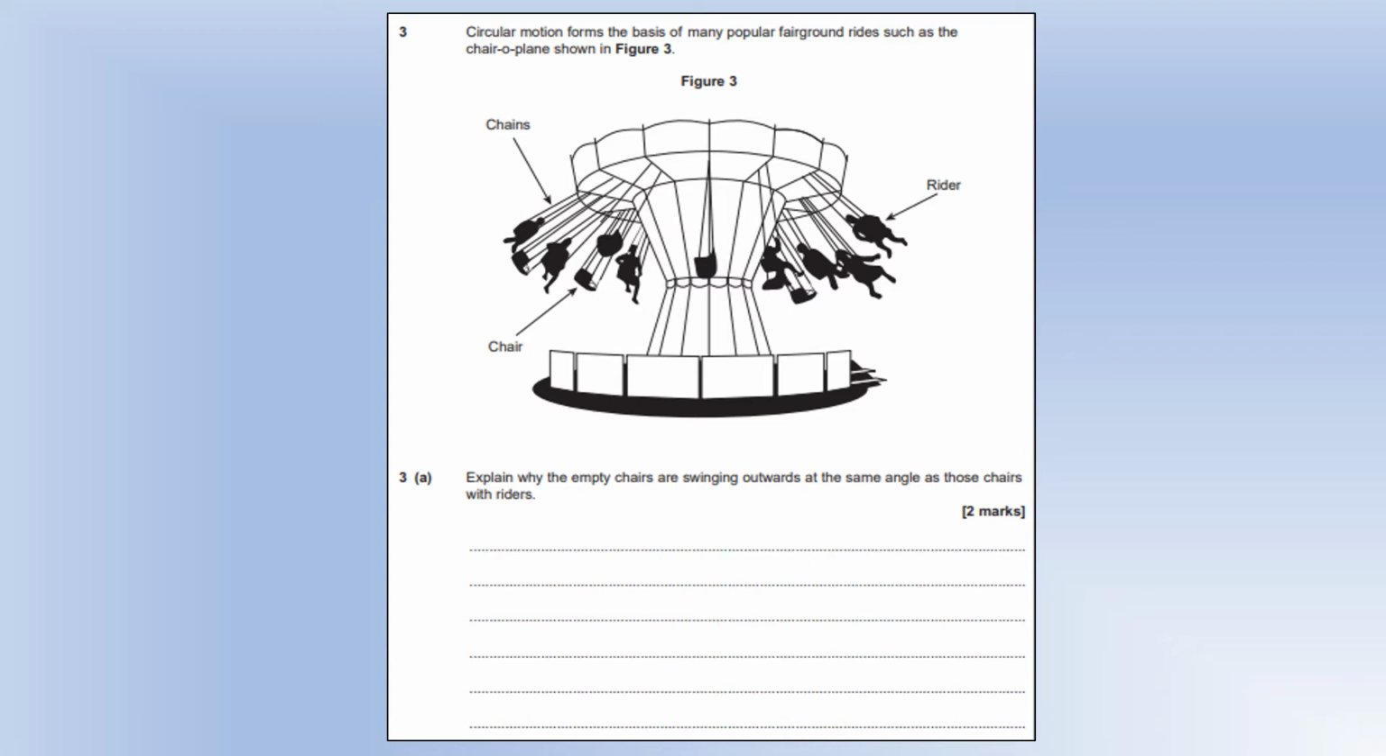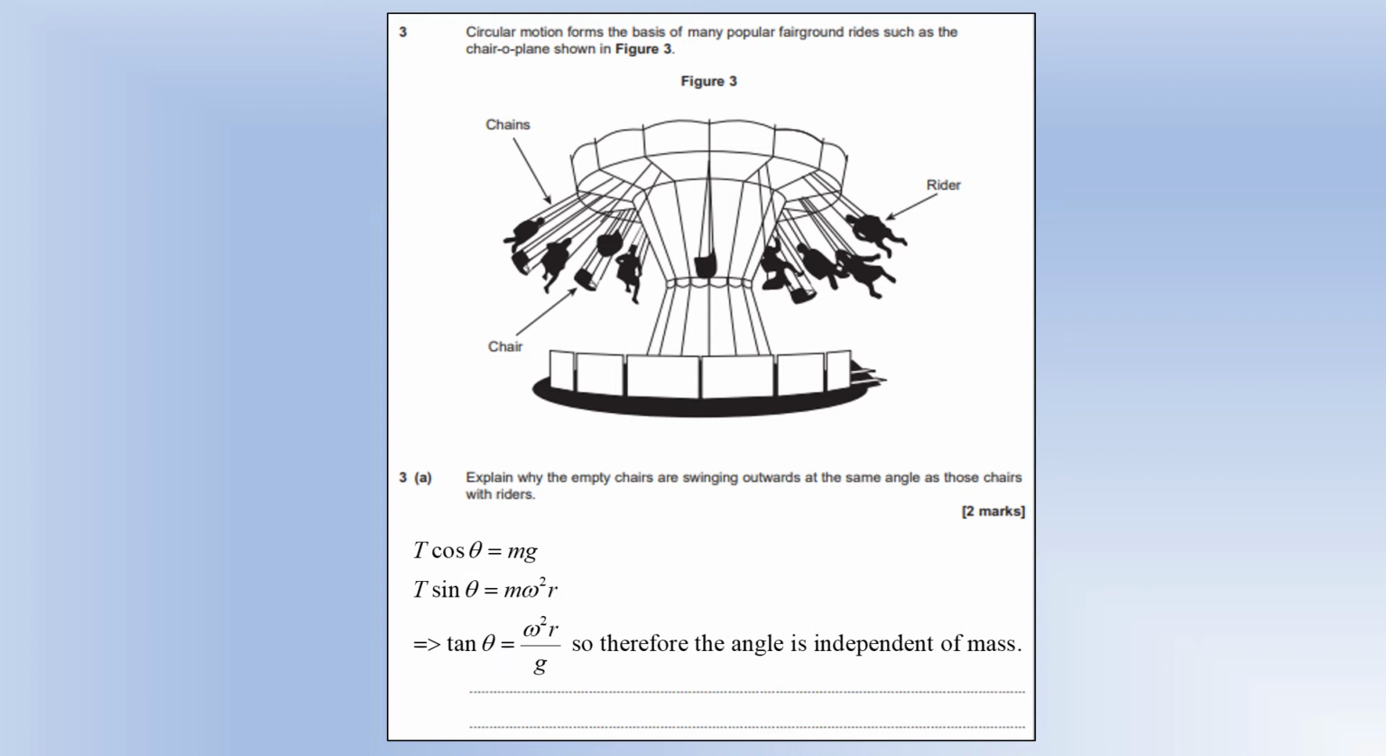So the first thing I'm going to do is make theta the angle of the chain to the vertical. If we look in the vertical direction, we know the tension in the chain times cosine of that angle should be equal to the weight force of the rider, so they're in vertical equilibrium. We also know that the horizontal force should be equal to the centripetal force. So that's what I've done there.